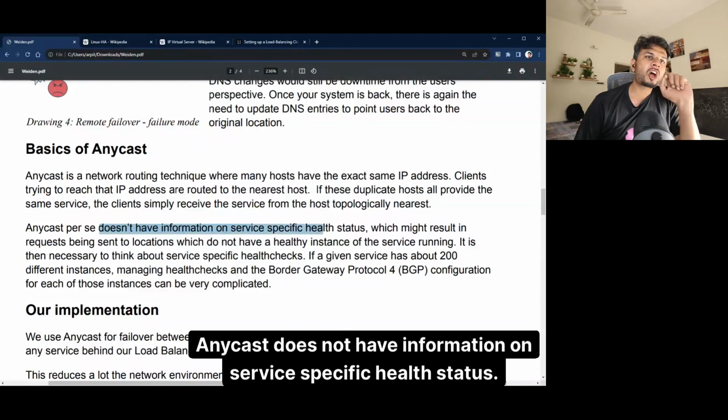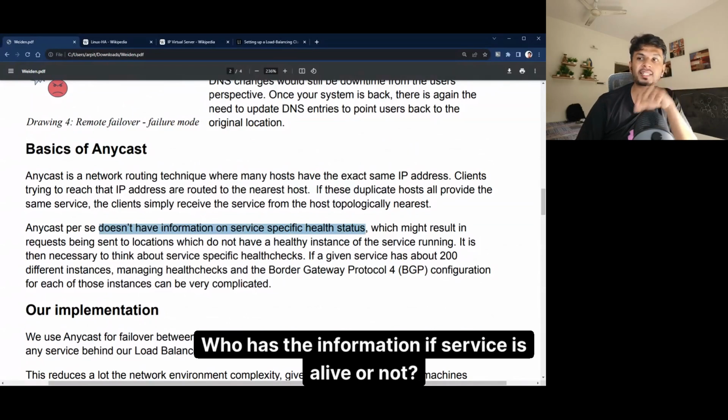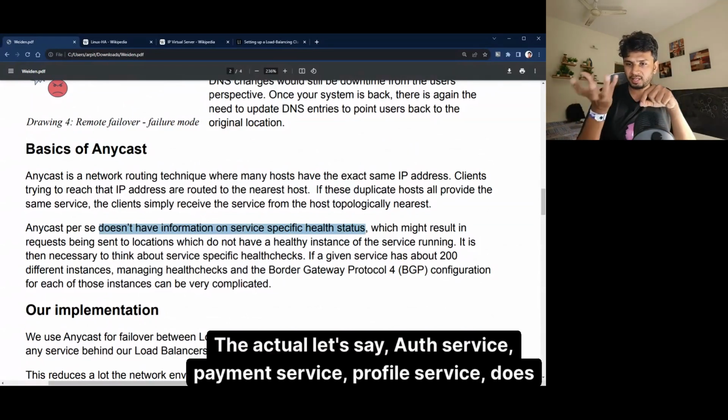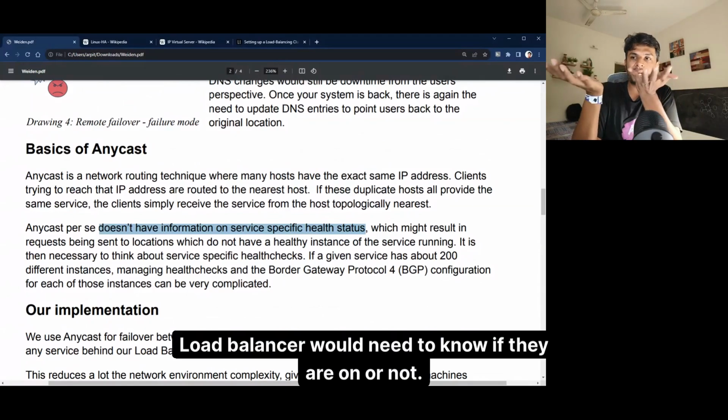Anycast does not have information on service-specific health status. Obviously, it does not have. Who has the information if a service is alive or not? The actual, let's say, auth service, payment service, profile service. The machine knows if it is on or not. The load balancer would need to know if they are on or not.